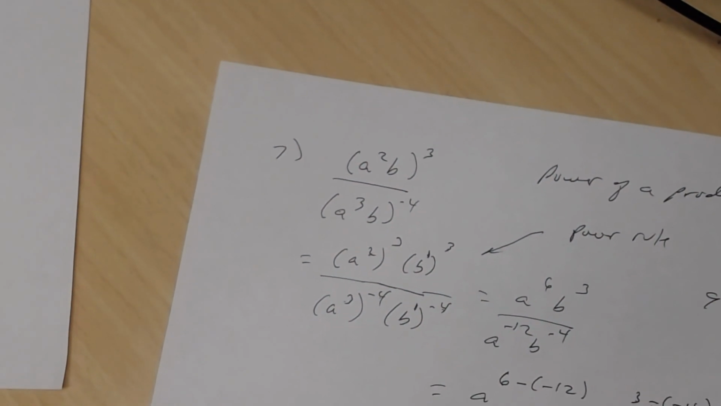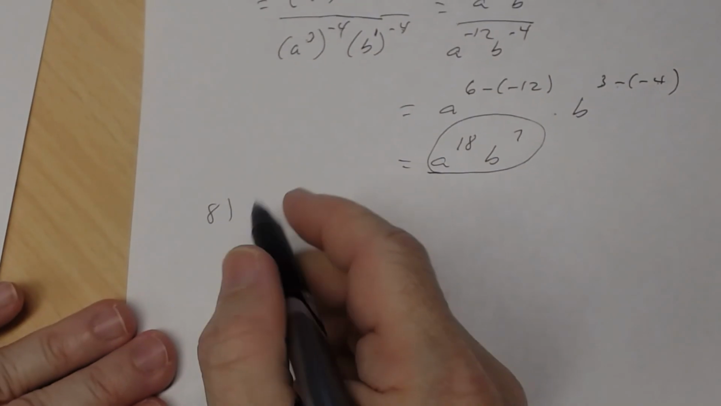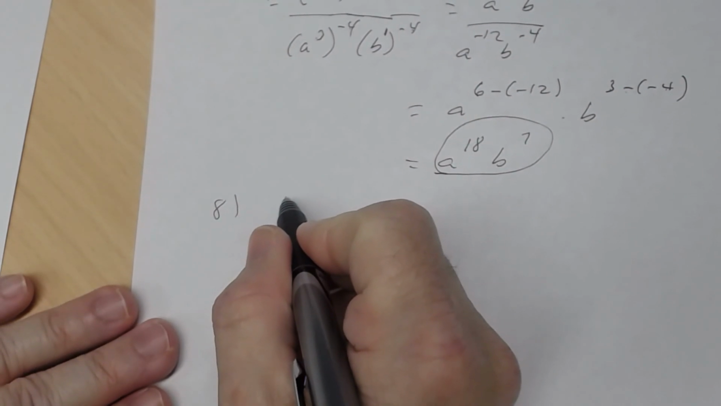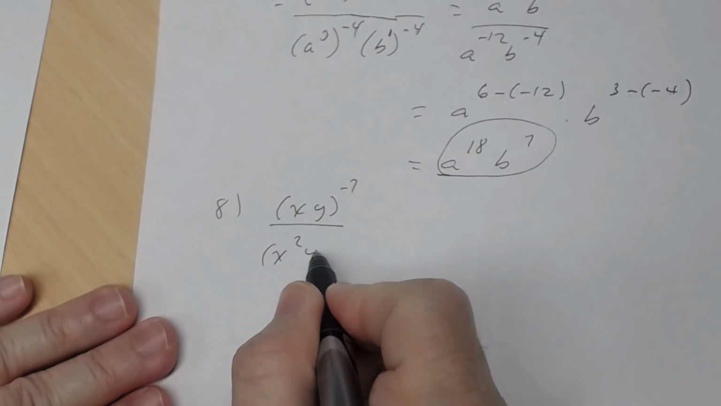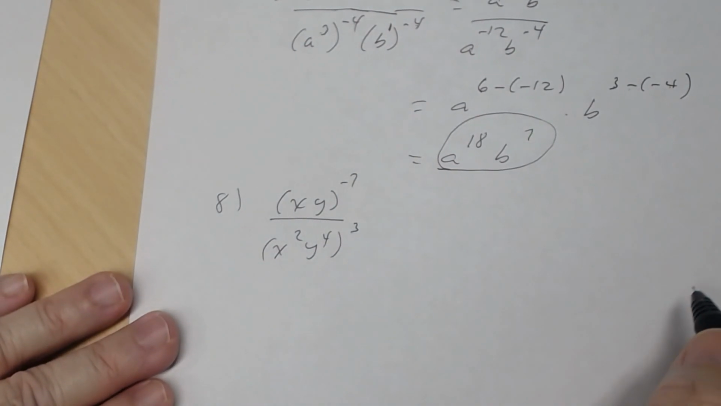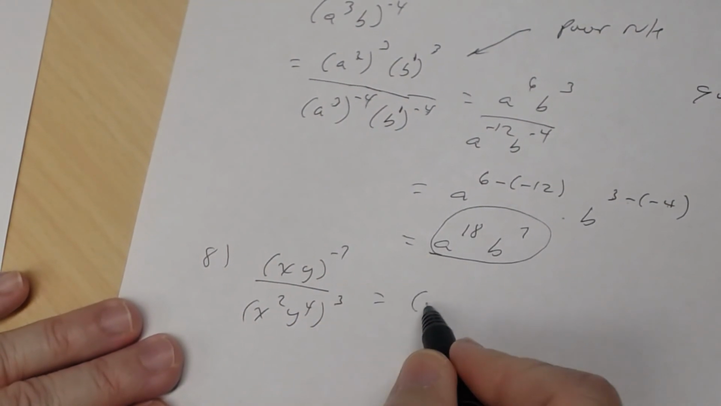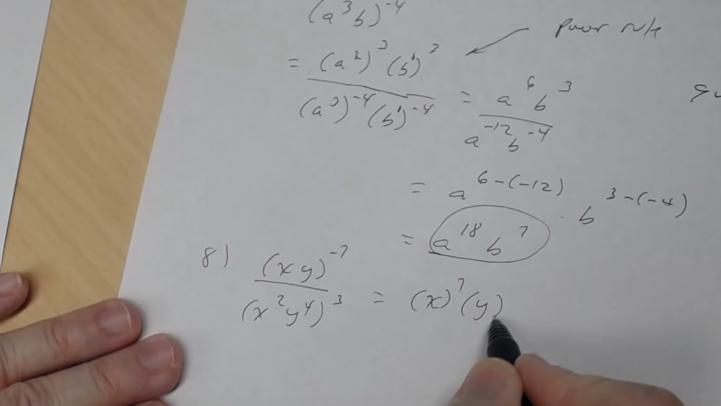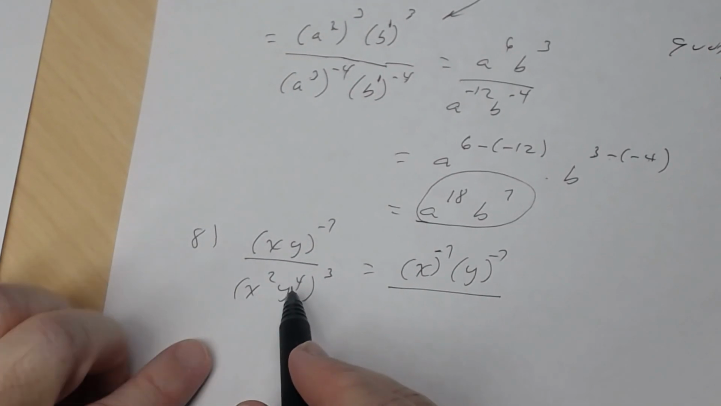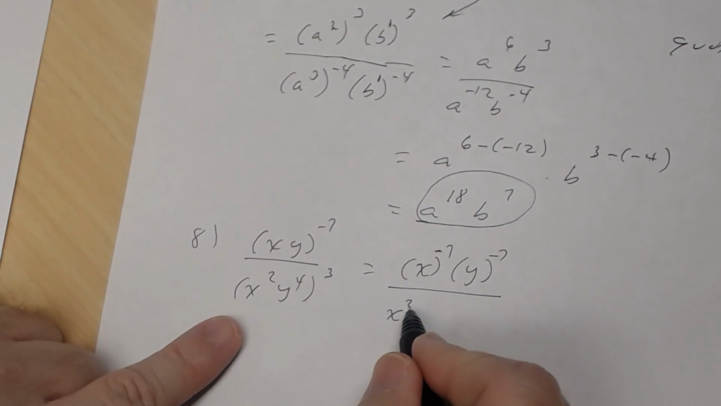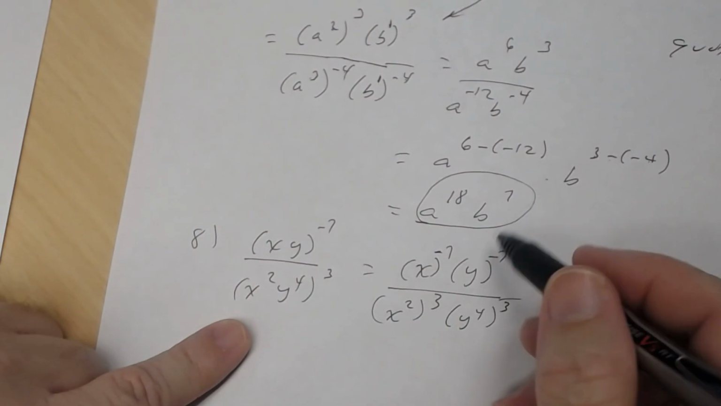All right, number 8, you have x to the negative 7, y to the negative 7, divided by x squared, y to the 4th, cubed. So again, I'm going to use the power of a product rule first. So that's going to be x to the negative 7, y to the negative 7, divided by x squared to the third, y to the 4th to the third. Now I'm going to use the power rule.